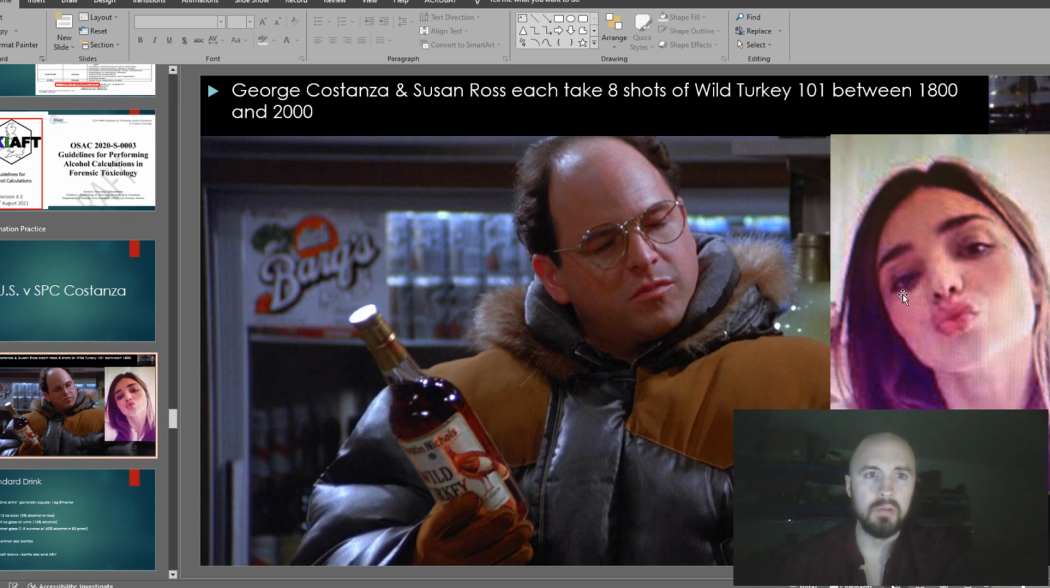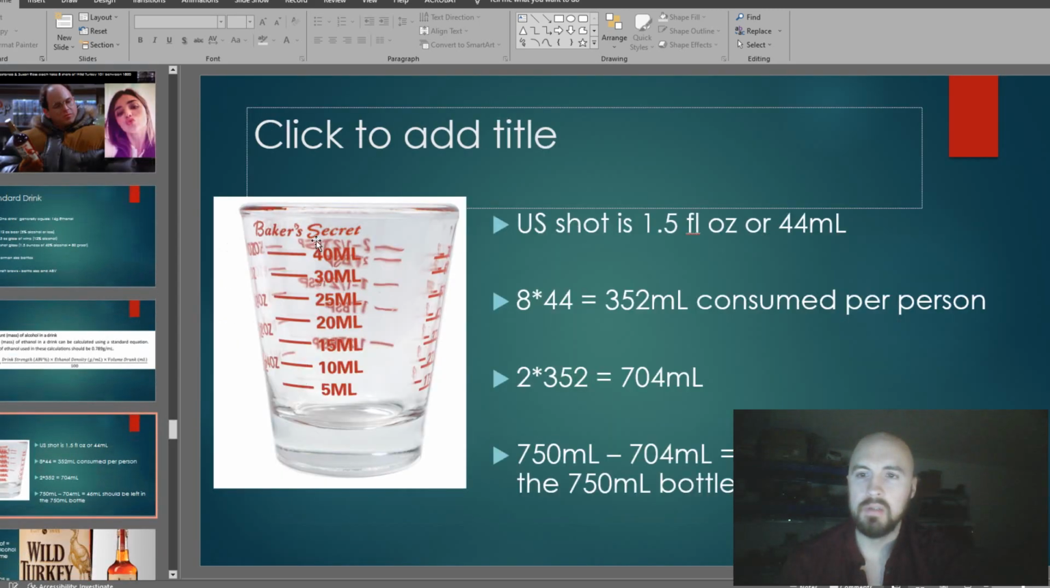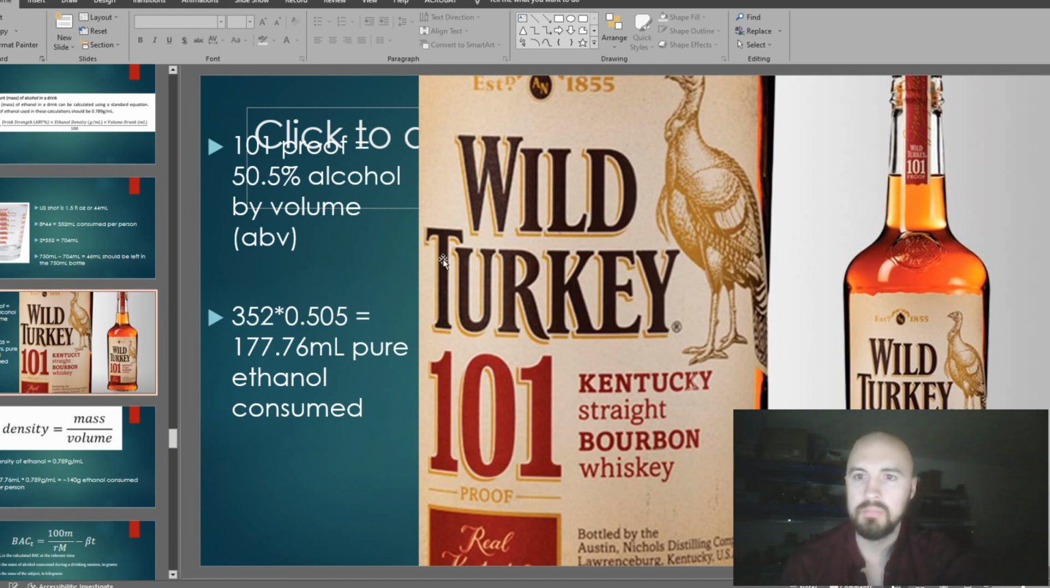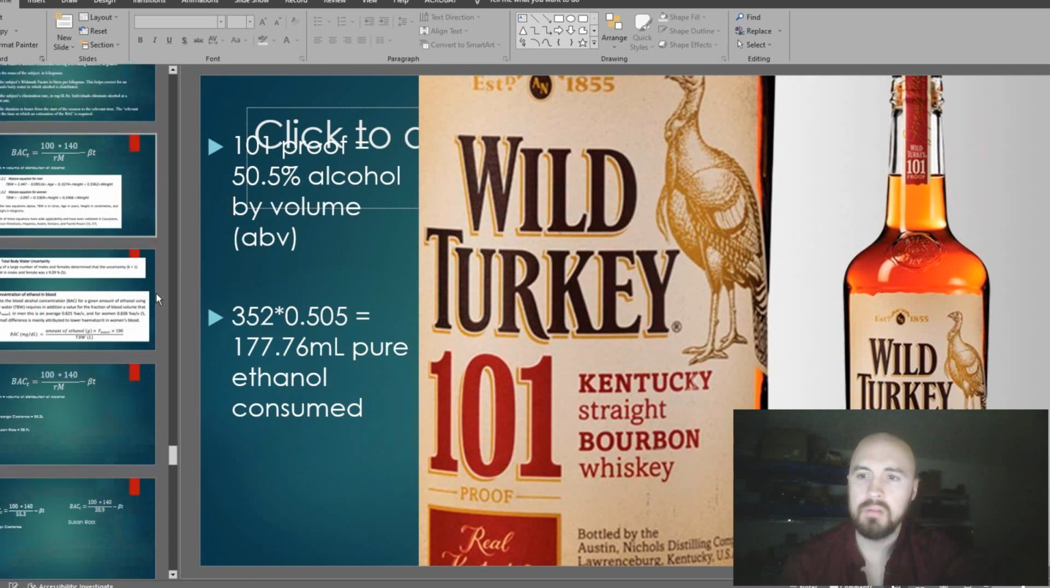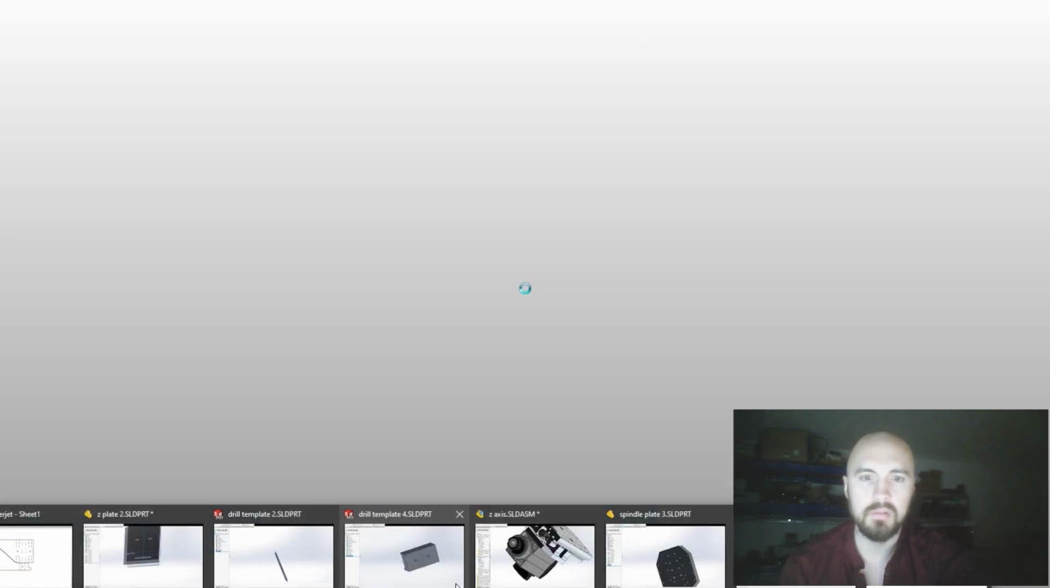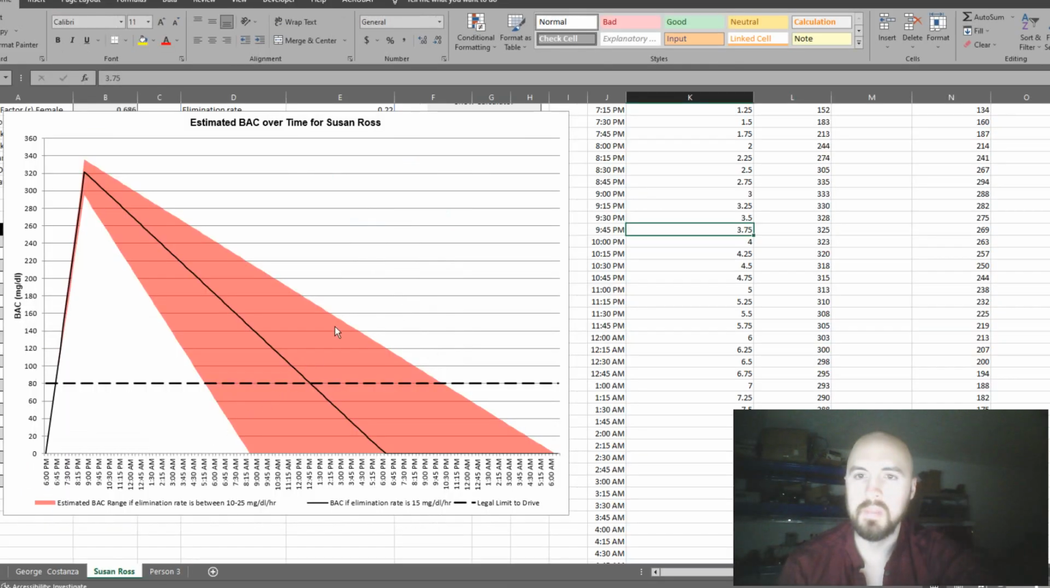So if you guys remember, this is a scenario that was put forward. 8 shots, Wild Turkey 101 between 1800 and 2000. Standard drink adds up to about 14 grams of ethanol. If you guys want, you can probably read through all my slides. It's a lot of math, so I know just how much fun that is. But main points for this example being Wild Turkey 101 contains 50.5% alcohol by volume. And we're going to start out with certain assumptions about their heights and weights written up here. This is actually taken directly from the calculator.